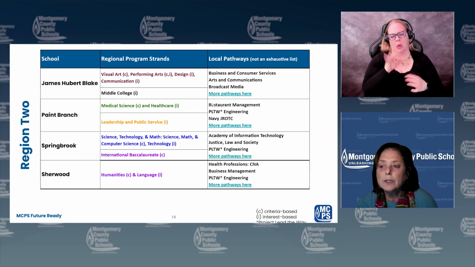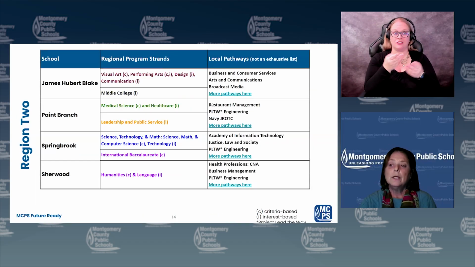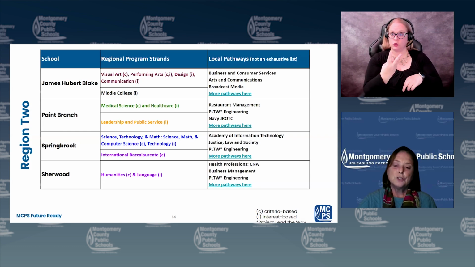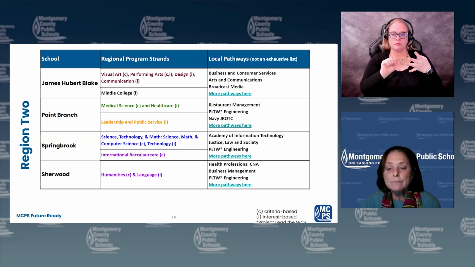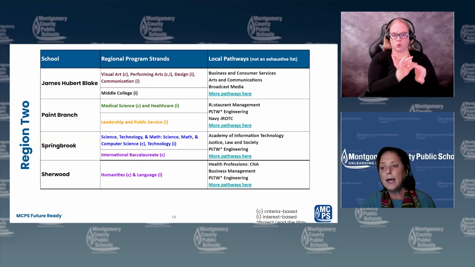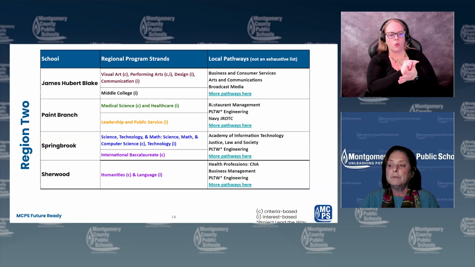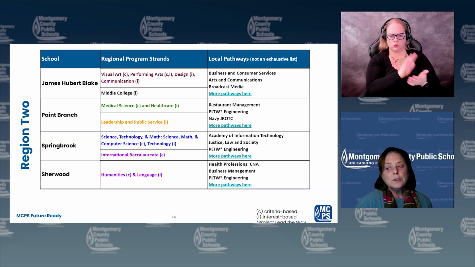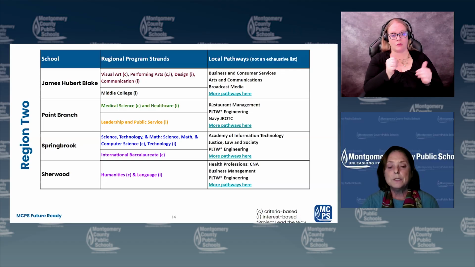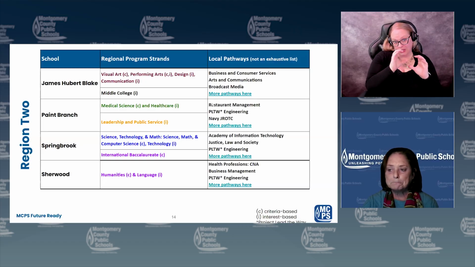Region 2 is made up of 4 high schools: Blake High School, Paint Branch High School, Springbrook High School, and Sherwood High School. 3 of the 4 are part of the Northeast Consortium, and we're going to capitalize on those whole school program signatures that they have. Blake will be offering the visual arts, performing arts, design, and communication, while also being a site for the MC squared Middle College program.